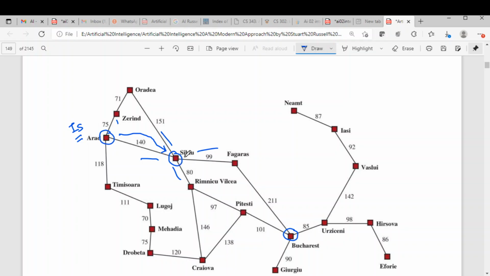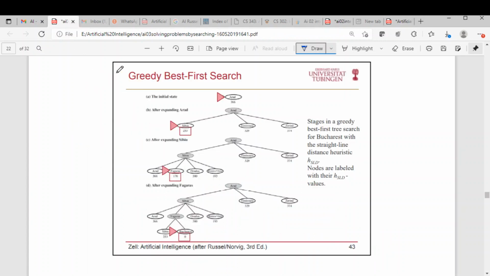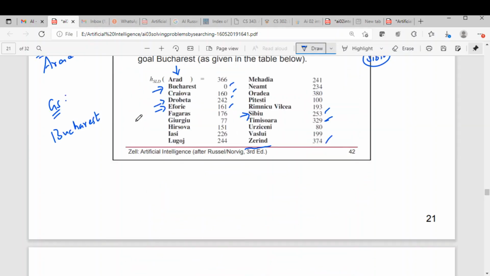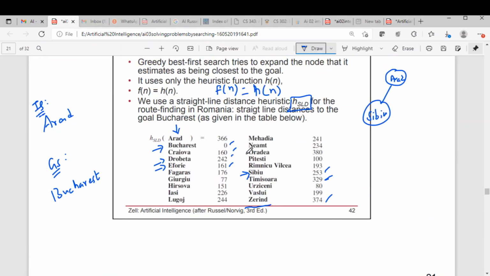Again do the same thing. So what should it do, where should it go? Again it will do the same thing. That is, what is the cost of reaching Bucharest from Arad? What is the cost of reaching Bucharest from Oradea? Everything you have to check. So Arad, Oradea, Rimnicu Vilcea and Fagaras. Okay. So what is the cost of reaching Bucharest from Arad? It is 366.